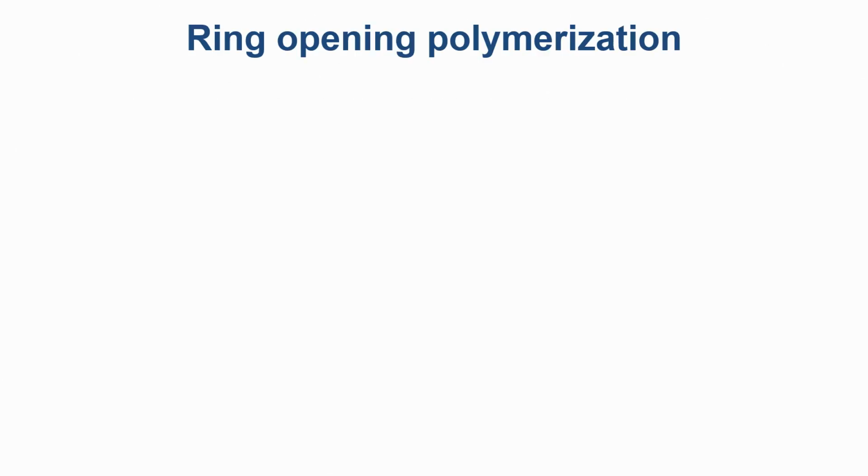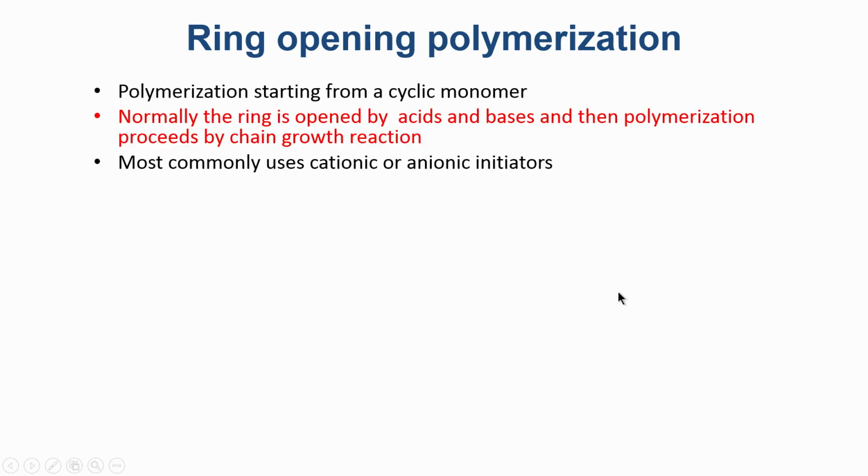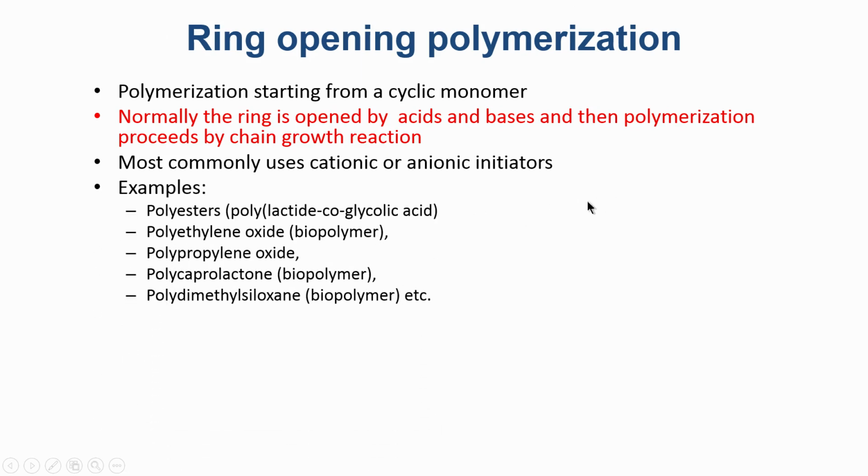So just a couple of examples on ring opening polymerization. You can have a polymerization that starts from a cyclic monomer, and normally the ring is opened by some kind of acid or base, and then the polymerization proceeds by a chain growth reaction as we just discussed. Very commonly used with cationic and anionic initiators. Some examples are polyesters, polyethylene oxide, polypropylene oxide, polycaprolactone and PDMS.